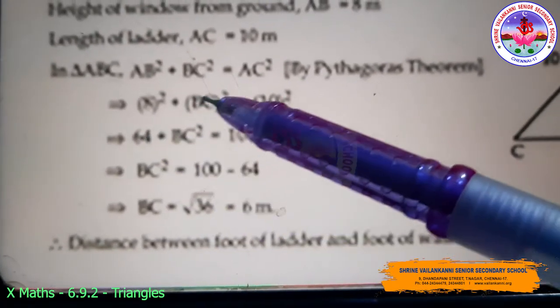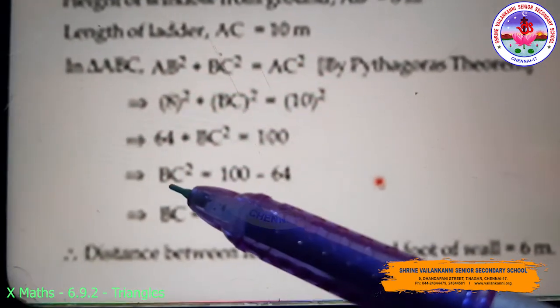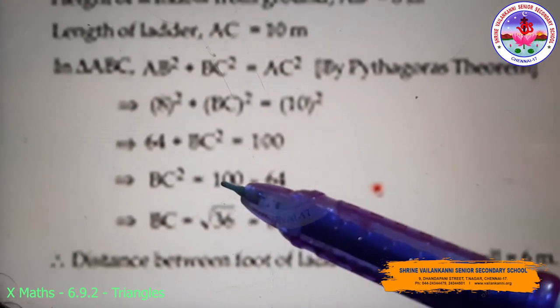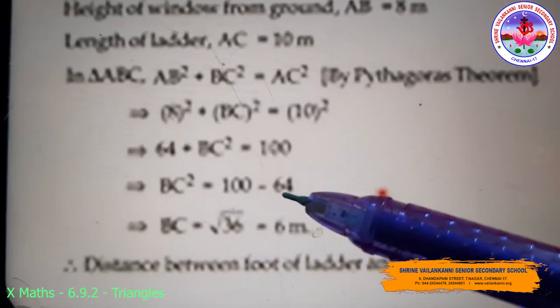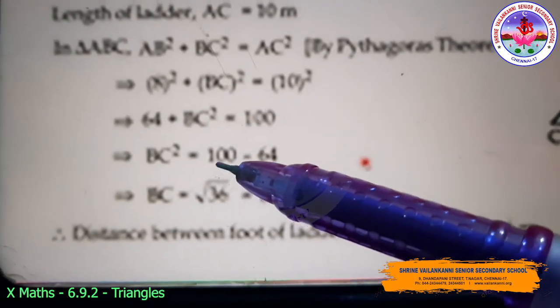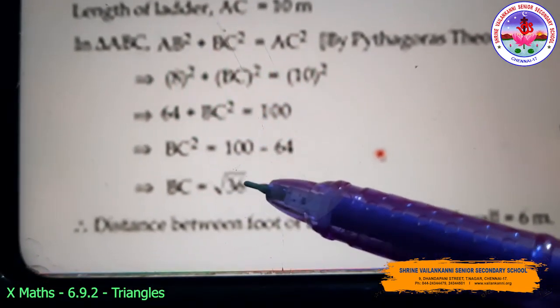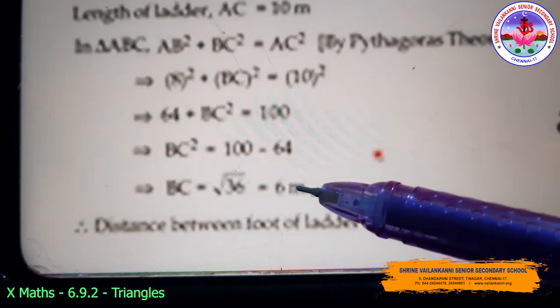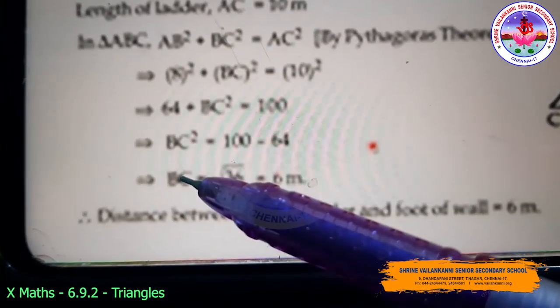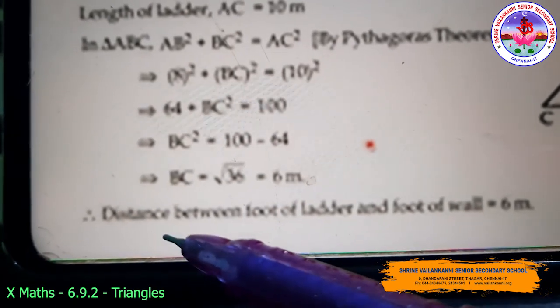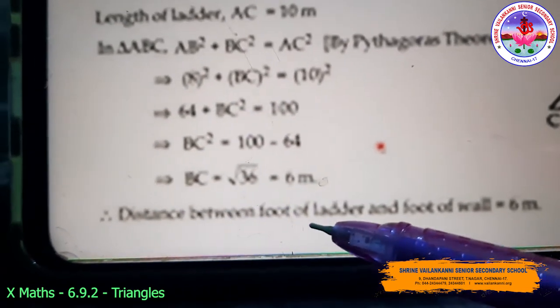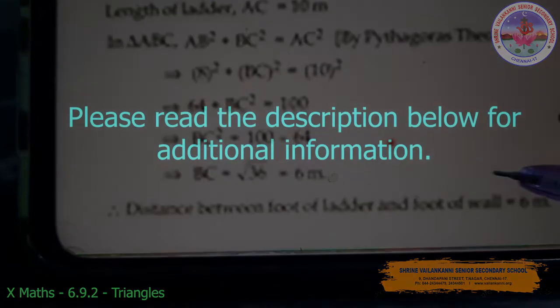So bringing the 64 to the other side, I will be getting BC square is equal to 100 minus 64, which is equal to 36. BC is equal to square root of 36, which is equal to 6 meter. So where BC is nothing but the distance of the foot of the ladder from the base of the wall.